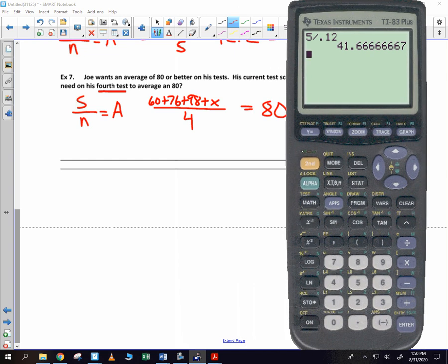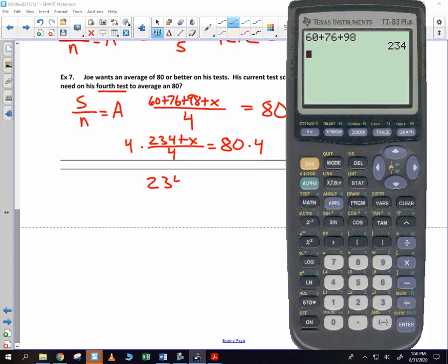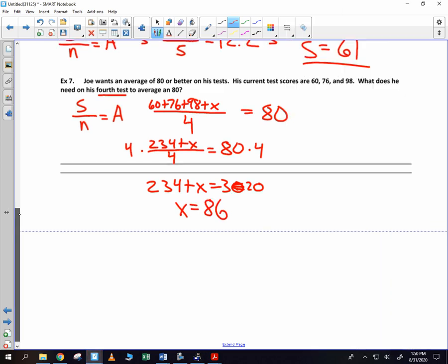In order to solve this, I will combine 60, 76, and 98. And I get 234. To get rid of the 4, I multiply both sides by 4. 234 plus x is equal to 320. Finally, 320 minus 234, you can see you get 86. x is equal to 86. You need an 86 in order to come out with an average of 80.